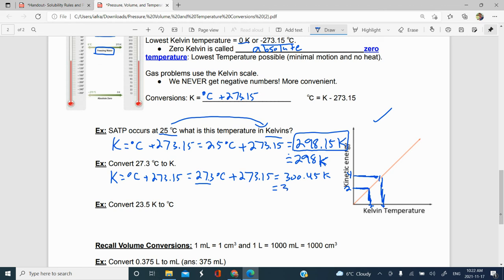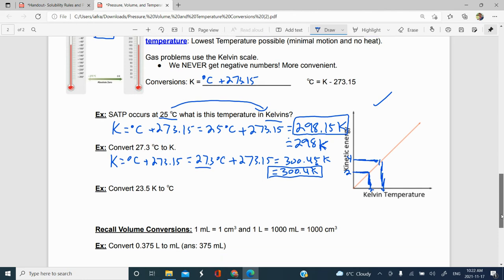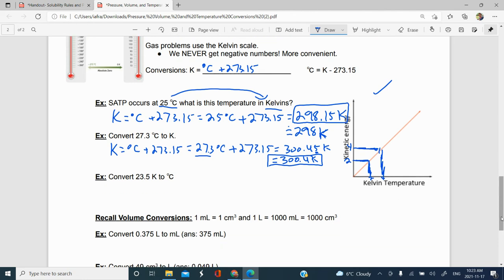And we'll get 300 point. There's only a 5 after, so remember it rounds down to 4 to keep it even. 300.4 Kelvin. And that there is our Kelvin temperature. Now we're going to go the other way around. We have Kelvin and we want to go to degrees Celsius.